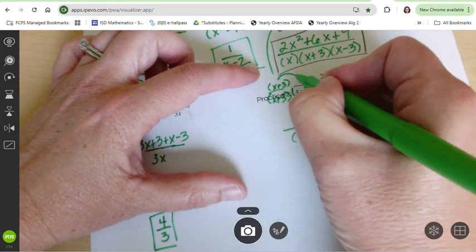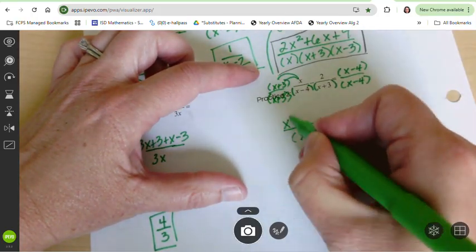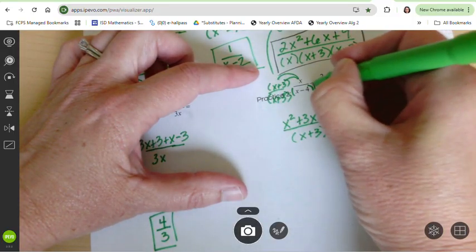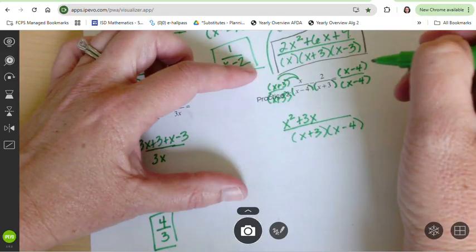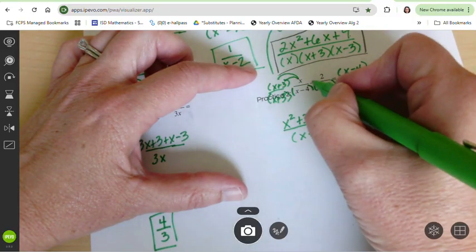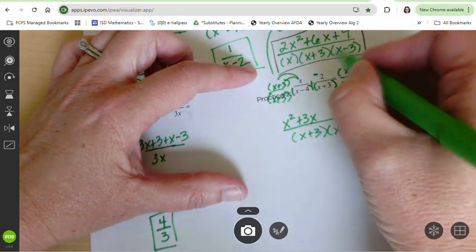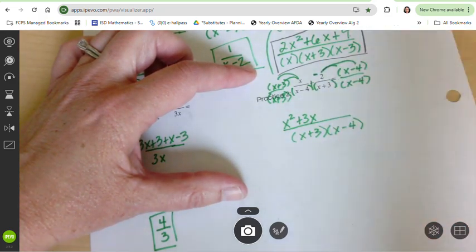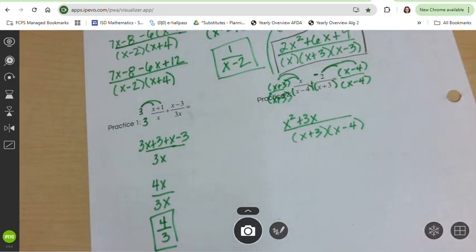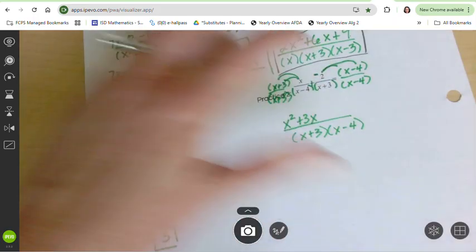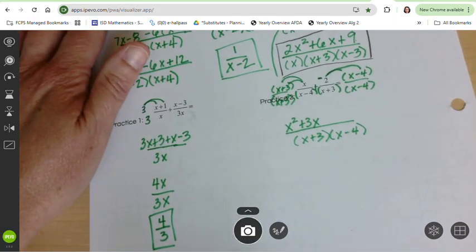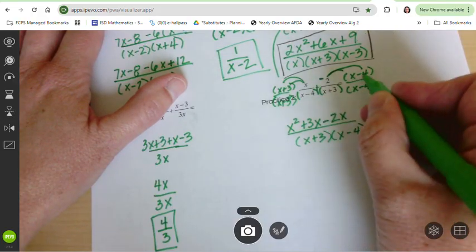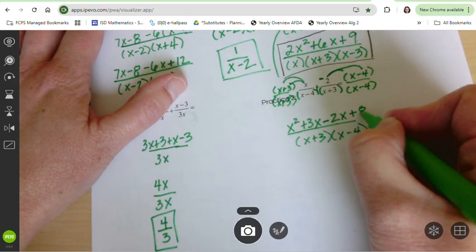This one is going to distribute, so I get x squared plus 3x. This minus is hiding down here. It's so hard to see that minus. So what I'm going to do is make it a plus negative so that I can see that that negative 2 is what distributes to the x minus 4. So I just brought the minus up and put it on the 2 so that I wouldn't forget about it. So negative 2x, and then negative times negative is plus 8.